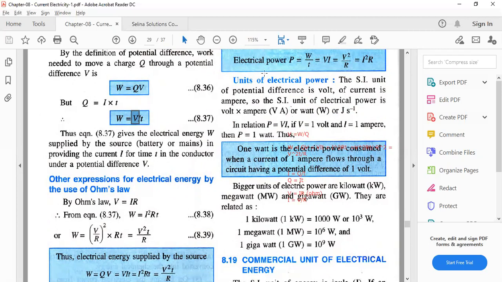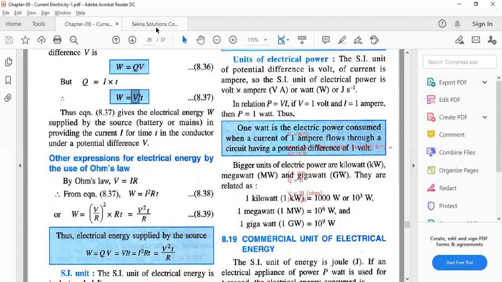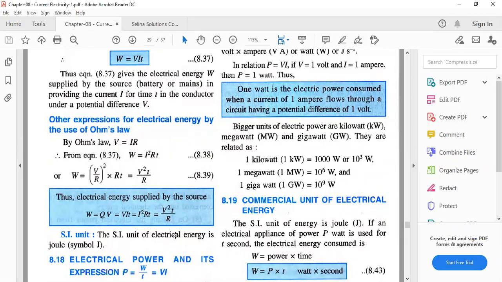So how many formulas are there? 3, 4. Okay, so W is equal to QV, VIT, I square RT, V square T upon R. Now I will request you to remember the derivation. जैसे मैंने अभी बोला, Q के जगह पे apply IT, V के जगह पे apply IR, तो I square R, I के जगह पे apply V upon R. Remember the derivation, नहीं तो ये समझेगा नहीं. You cannot mug up so many formulas. Just mug up only one formula, that is W is equal to QV. That's it.